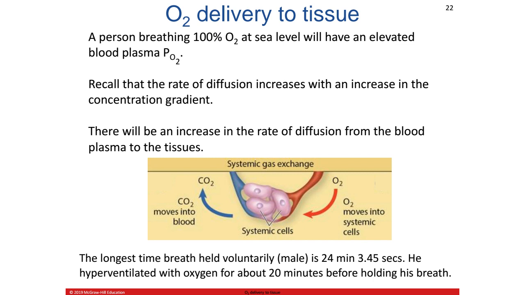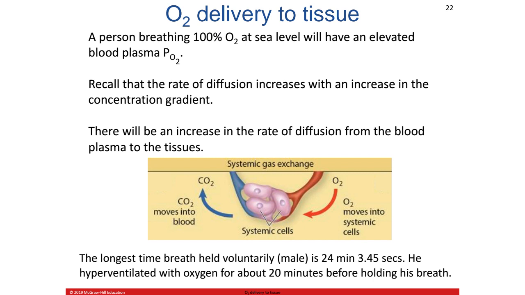And there actually is some real evidence for this in healthy individuals, but the evidence is fairly extreme. The longest time a person has ever been able to hold their breath voluntarily, for a man, is 24 minutes and 3.43 seconds. And the way he did this was he hyperventilated pure oxygen for about 20 minutes before holding his breath.